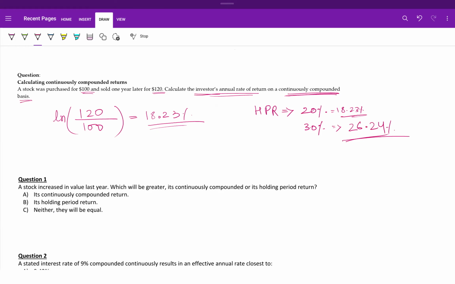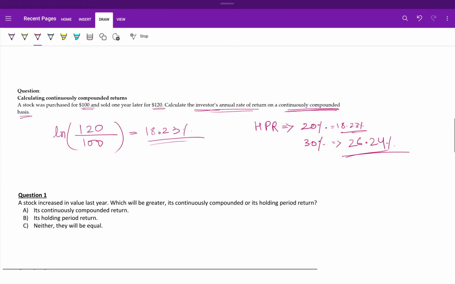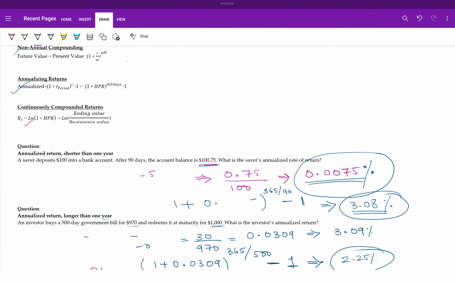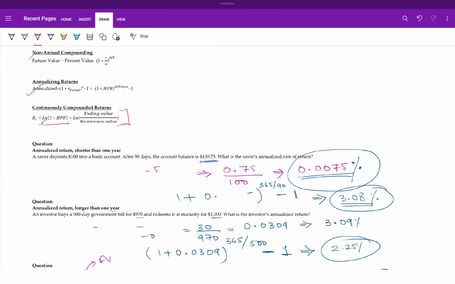Now let's go back to the formula. This was the formula: log of 1 plus holding period return, and log of ending value and beginning value. We divide the ending value by the beginning value, and log of 1 plus holding period return. So I hope these four formulas are clear.